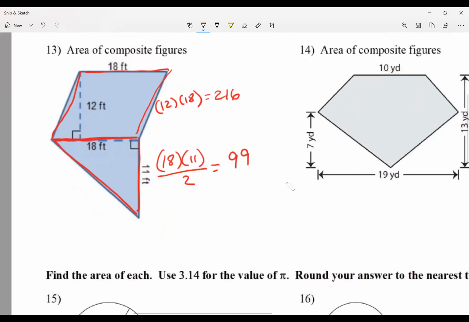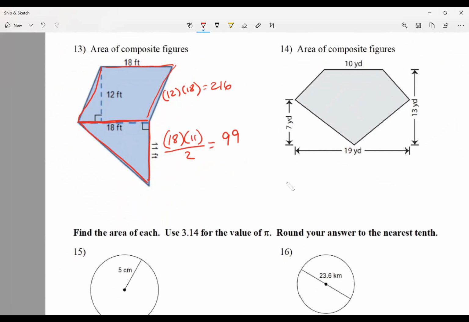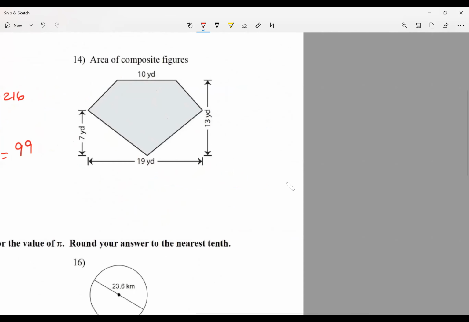Combined, this whole thing will be 315. Again, that's what we see as a composite figure. It's a shape made out of a combination of other shapes. Let's take a look at number 14.